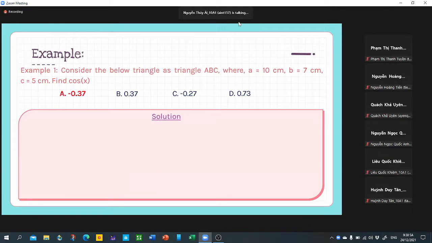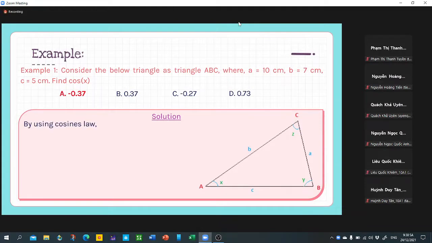Now is the solution. By using the cosine law, a squared equals b squared plus c squared minus 2 times bc multiplied by cosine x, or cosine x equals b squared plus c squared minus a squared on 2 times bc.